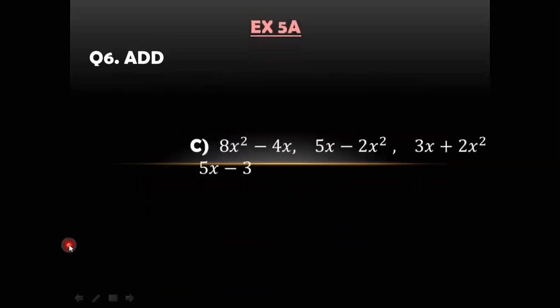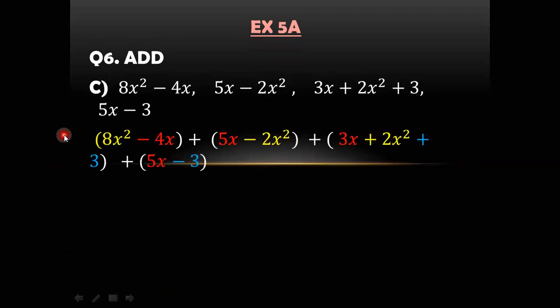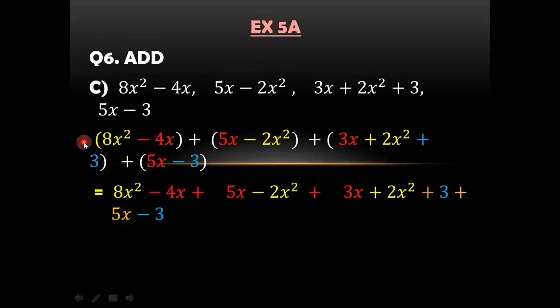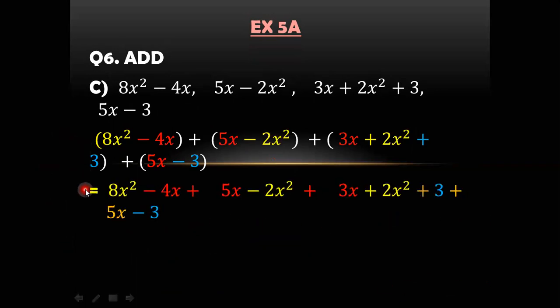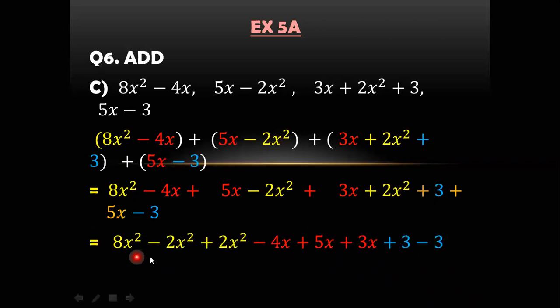Next part, we have to add these four polynomials. We are just putting them in the brackets and placing plus sign in between them. Then we are removing brackets and operating the sign of addition without changing any sign. Right, here again you can see the like terms in same color, yellow, red and blue. We are placing all the yellows which are the x square terms together, we are placing all the reds which are x terms together, and we are placing all the blues which are constant terms together.